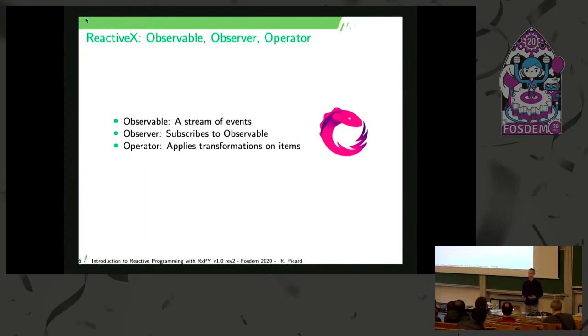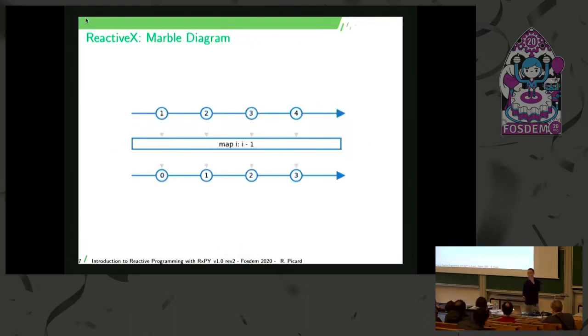By the way, ReactiveX is more or less the observer design pattern, but implemented in a functional way instead of an object-oriented way. And when you combine observables and observers, you can write operators. An operator is a transformation that is done on the events that are emitted by the observables. So let's see with an example. This is what we call a marble diagram. It's similar to a UML sequence diagram, but rotated.